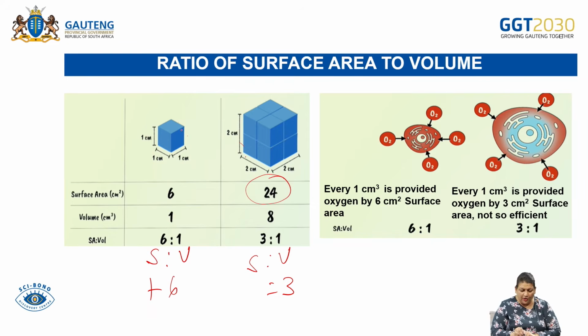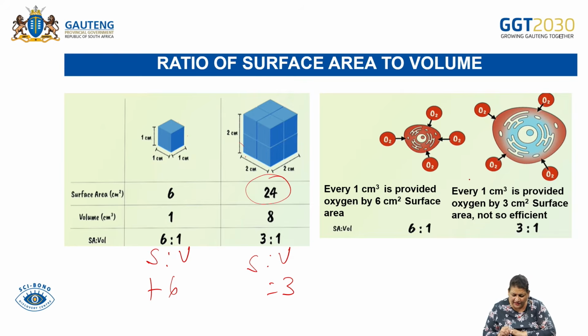So with the smaller organism, the size is small but the surface is big, so diffusion can occur. Here, the bigger the organism, its surface area is too small. Can you see? It's 3. That means it needs a special respiratory system.